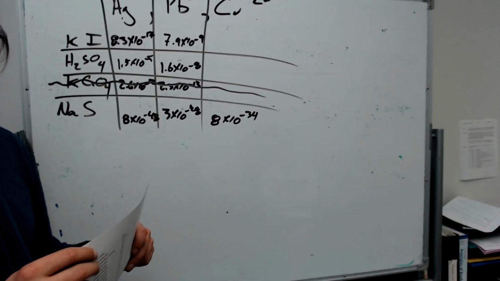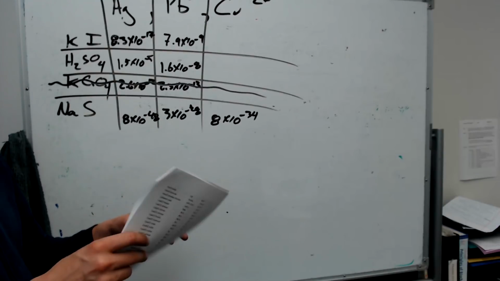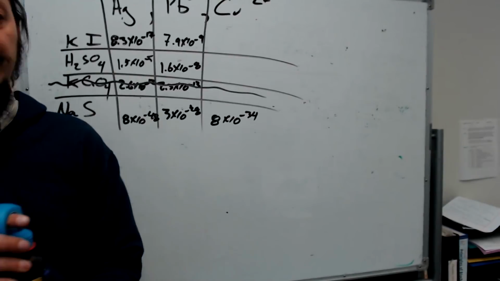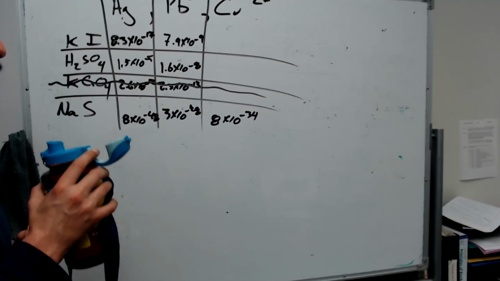Do me a favor, hop on Google real quick and Google copper 2 iodide and see if it's got a reasonable solubility or not. So we're missing one of our values. It looks like the iodide is going to do the best job separating.